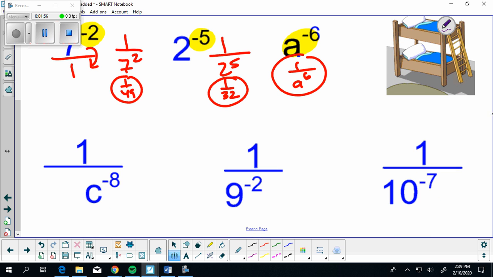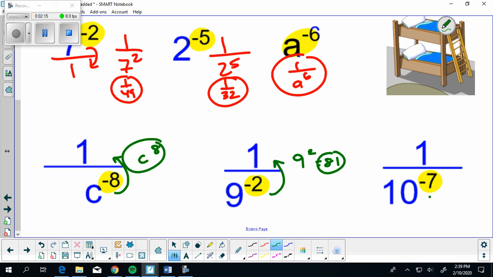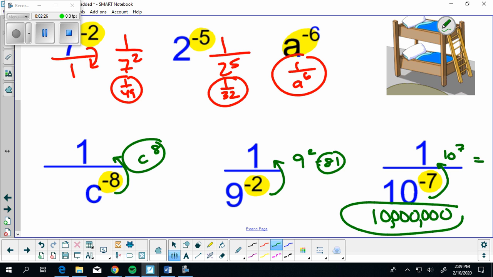And the opposite or the complement works as well. So we've got some negative exponents in the denominator here. All of these can be moved to the top. So that will be c to the 8th power. Can't evaluate it, it's a c. Here that goes up to the top, that'll be 9 squared or 81. And this one will be 10 to the 7 or a 1 with 7 zeros. 4, 5, 6, 7. So that's 10 million as the answer.